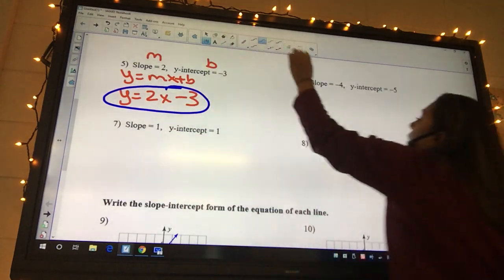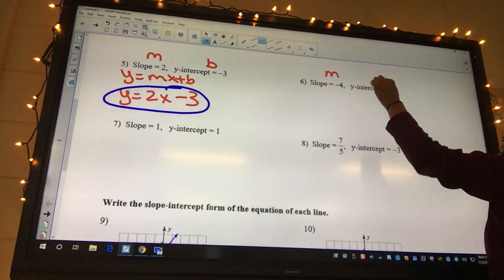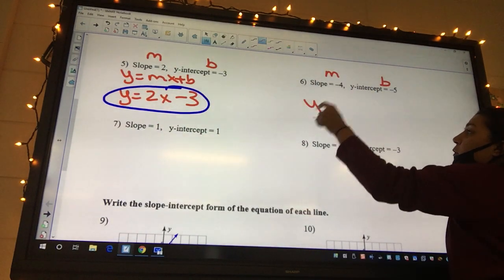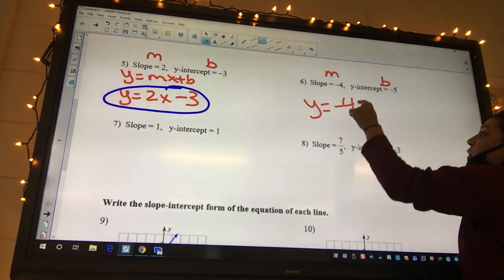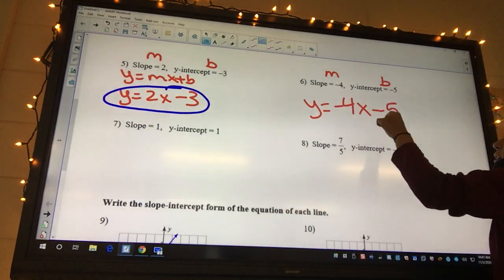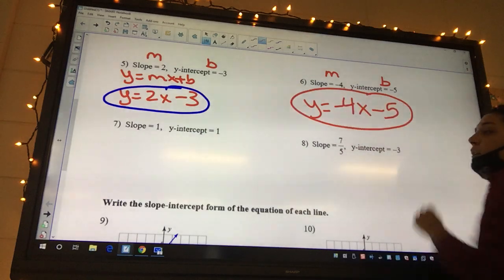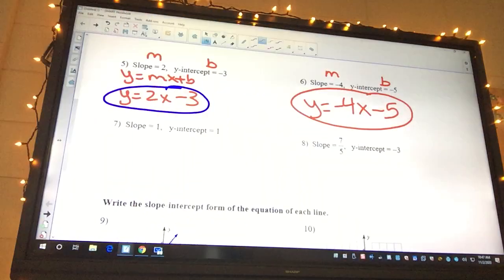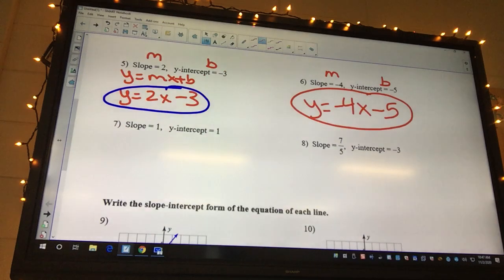So on this one, my slope is m, my y-intercept is b, so it's going to say y equals -4x minus 5. Does that make sense? Yes? Pretty easy.